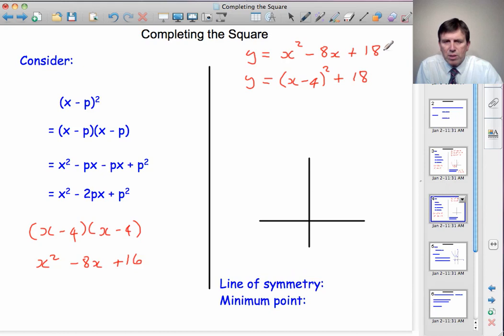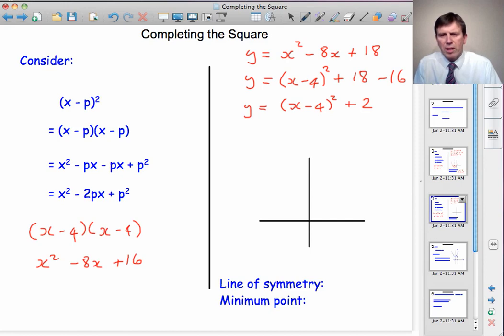Now I've already written in the plus 18 again, so I'm trying to replace x squared minus 8x with something, but I've replaced it with x squared minus 8x plus 16. So I need to take that 16 back off, and that will always be the case. I'm always going to subtract the square of this number here. So y is equal to x minus 4 squared, and plus 18 minus 16 is plus 2.